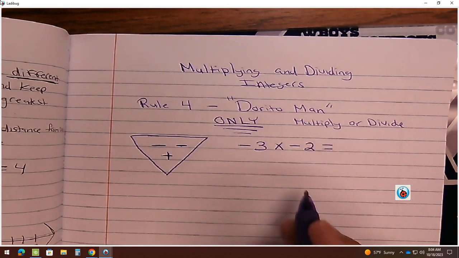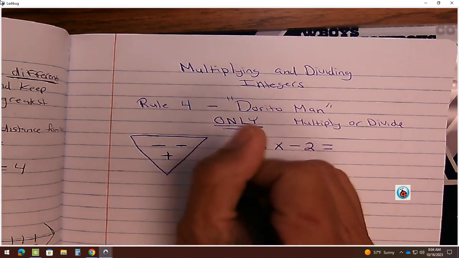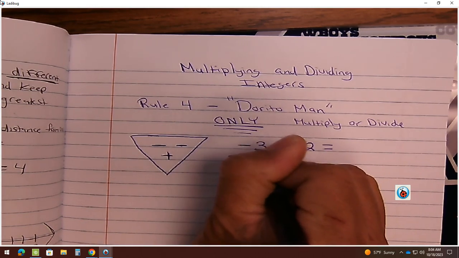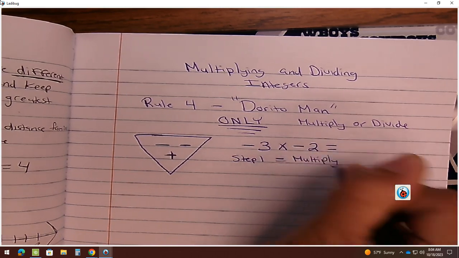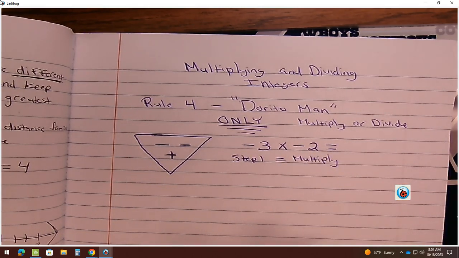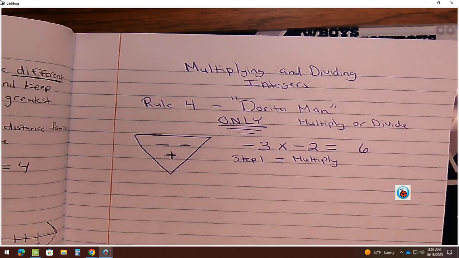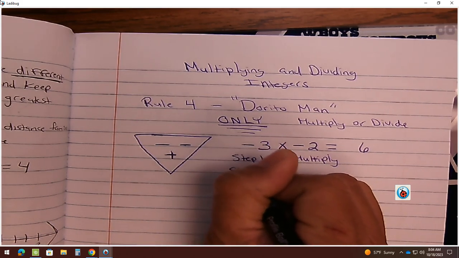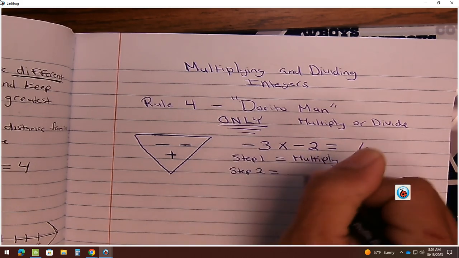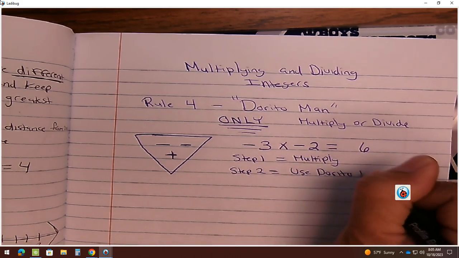your first job is just to multiply. Job number 1, step 1, is just multiply. So what's 3 times 2? 6. That was your step 1, just multiply. Step 2, use Dorito man.